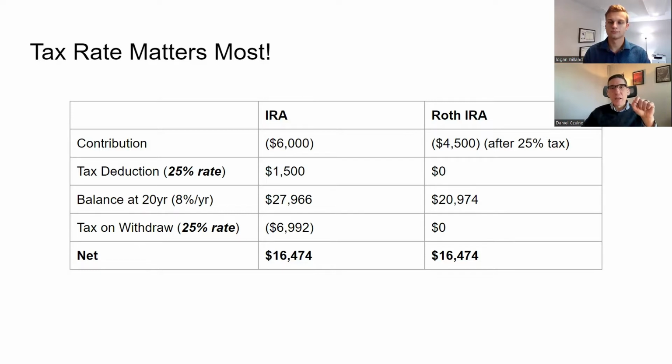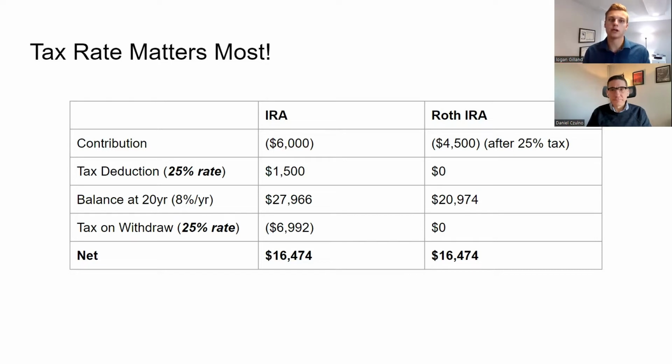So the IRA individual here, they put 6,000 in, but then they got a $1,500 tax deduction because of their 25% tax rate. So the net effect really to their financial picture on the front end was $4,500. Roth IRA, the same thing. So we basically just equalize it on the front end, right? $4,500 on the front end. Right. Yeah. So then we had growth.